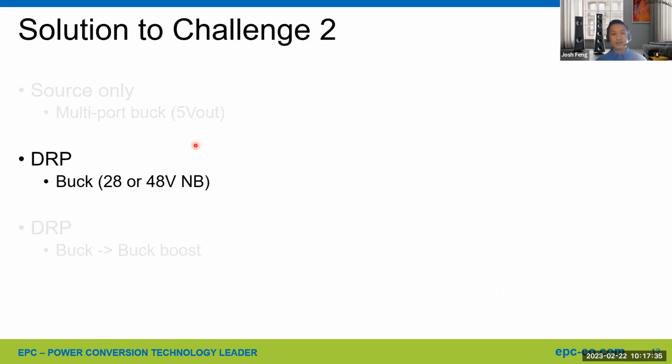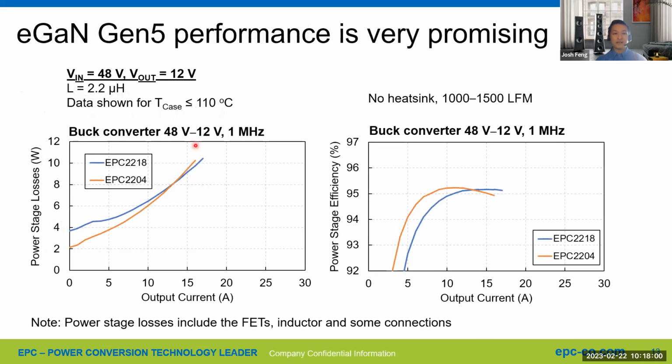To address challenge number 2, which is about some of the DRP products out there, I take a notebook example, a premium or gaming notebook. In order to be compatible with future PD, you do need a one-stage conversion, which definitely needs more than a 30-volt device. I'm taking our generation 5 to show this performance as an example. This performance is actually quite promising already.